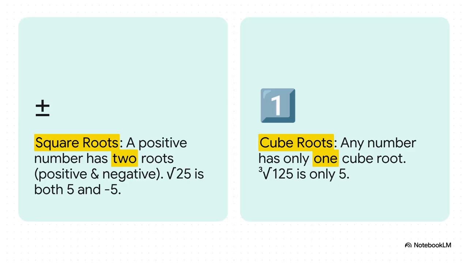And this is a really cool and important difference. Think about it. Since multiplying two negative numbers gives you a positive, right? Like -5 times -5 is positive 25. That means every positive number actually has two square roots. But with cube roots, that doesn't happen. -5 cubed is -125. So you only get one unique answer.